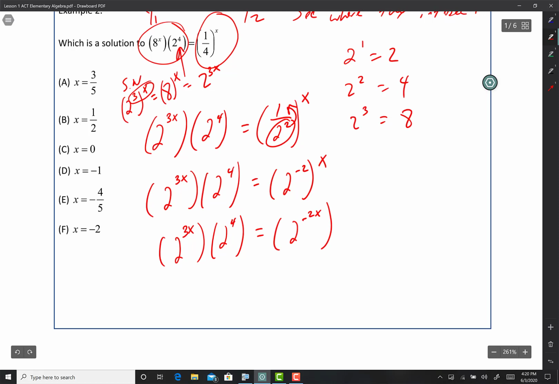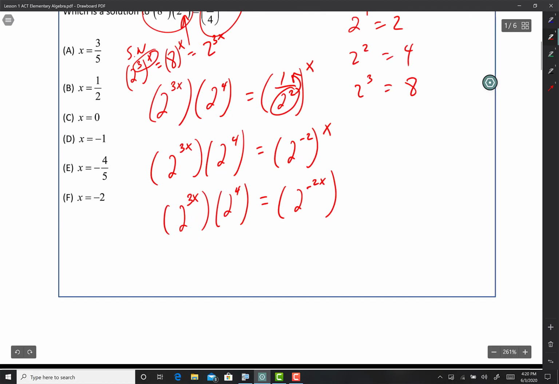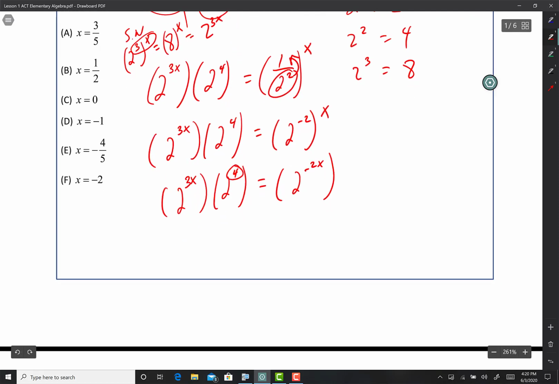So now I have this. Everything's in terms of 2's, so I'm just going to use my laws of exponents. When I multiply, I can add these two exponents up. So I can say 3x plus 4 must equal negative 2x. And then from there, you just solve for x.